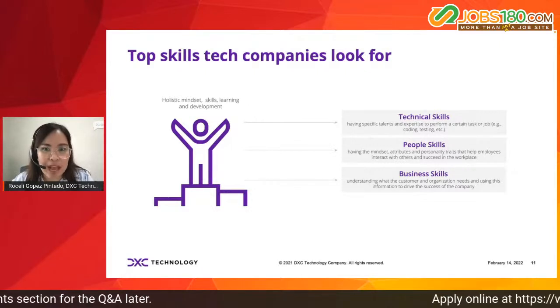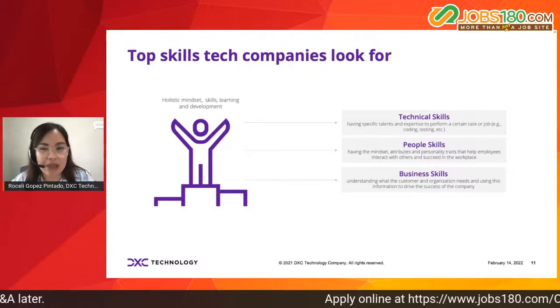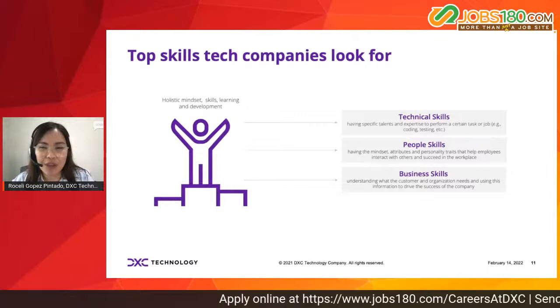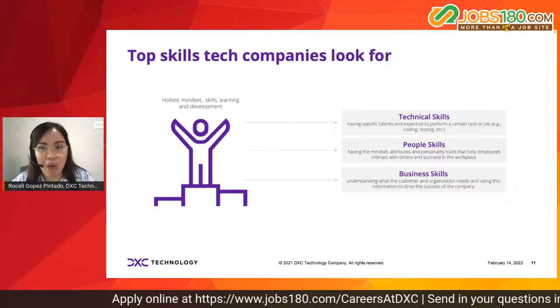So I'll do a deep dive of each area, just to give you more of an idea of what it is, right?